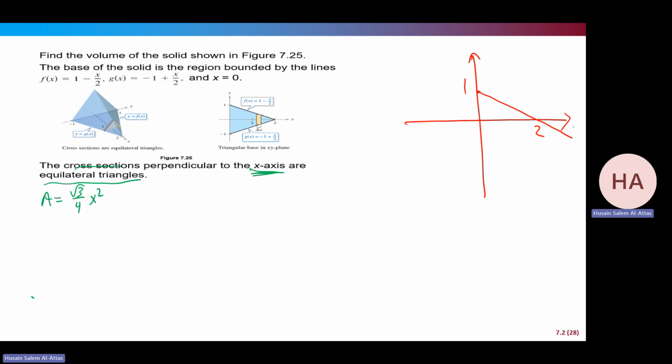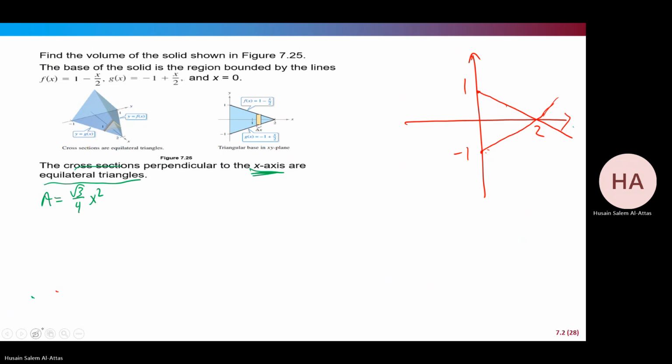The second line is what? Minus 1 plus x/2. So at x equals 0, it's minus 1, and at x equals 2, it's 0. So something like this. I want the base. The base is the region bounded by the two lines. So this will be my base.